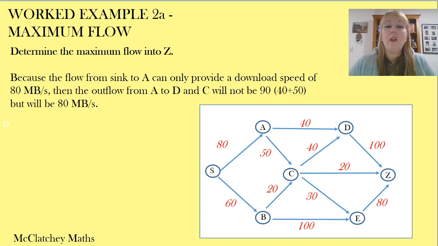Because the flow from source to A can only provide a download speed of 80 megabytes per second, the outflow from A to D and C will not be 90. If you look here, coming out of A, there's a capacity for 40 and also a capacity for 50, depending on where you're going. Different types of cables provide different abilities. So there's a possibility that there could be an outflow of 90, but because 80 is only flowing in, it's never going to be able to deliver that 90 megabytes per second. It's only going to be able to deliver 80.